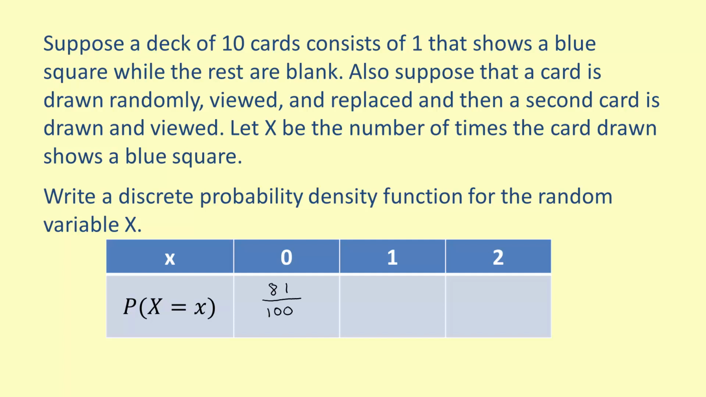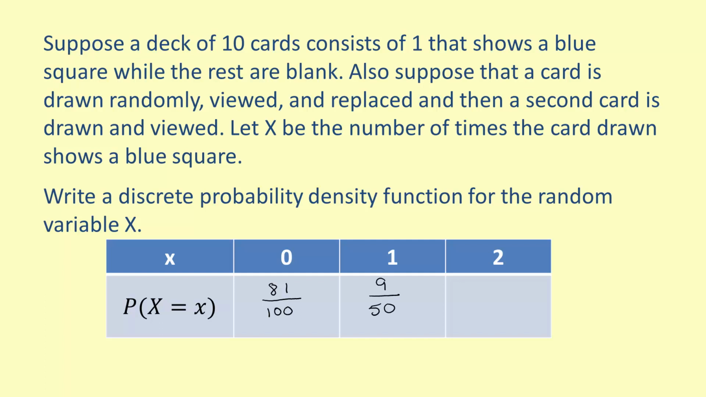The probability that only the first card drawn shows a blue square is 1 over 10 times 9 over 10 equals 9 over 100. Similarly, the probability that only the second card drawn shows a blue square is 9 over 10 times 1 over 10 equals 9 over 100. So the probability of drawing a card that shows a blue square one time is 9 over 100 plus 9 over 100 equals 18 over 100, or 9 over 50.